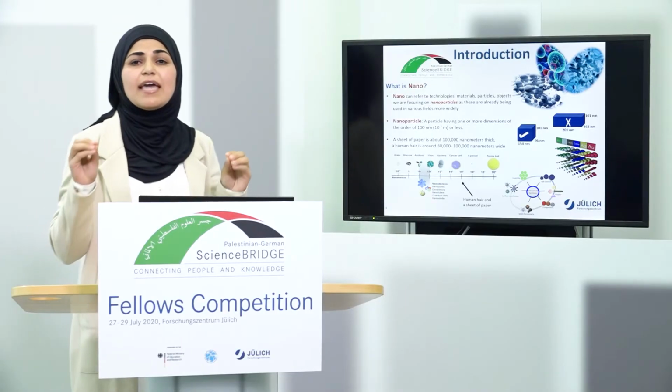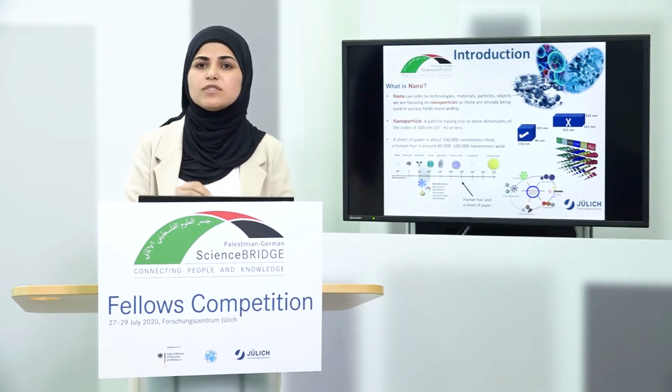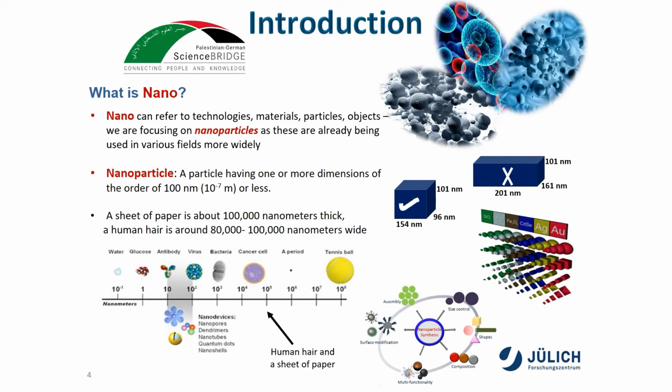Just to come closer to the meaning of nanoparticle, let's take these simple examples. Imagine that we have a sheet of paper. It would take 100,000 nanometers to match the thickness of this sheet of paper. Or just imagine a human hair. It would take 80,000 to 100,000 nanoparticles side by side to match the width of a human hair.